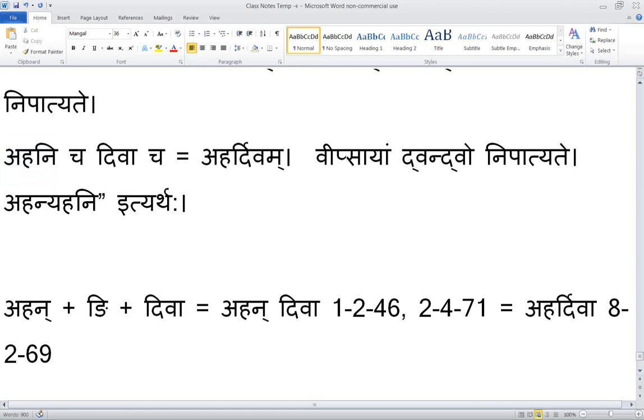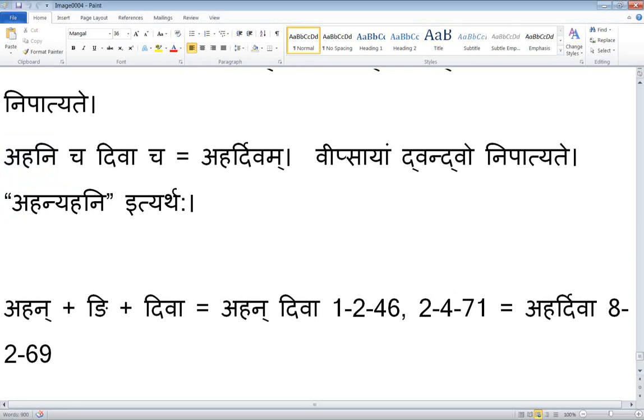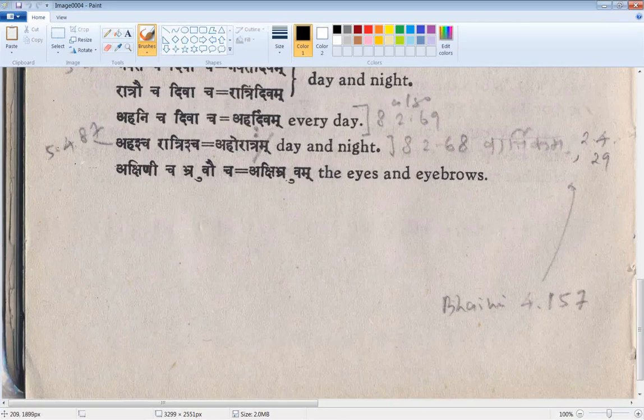Okay, so that is that. Let's look at the next thing in the book. I think there's a small error maybe in the book. The next thing in the book that we have is Ahascha Ratrischa Ahoratram. I think that you have to make it Ahoratraha. Let's look at the sutram 2.4.20. But this is in Bhaimi Vyakhya on page 157. Okay.